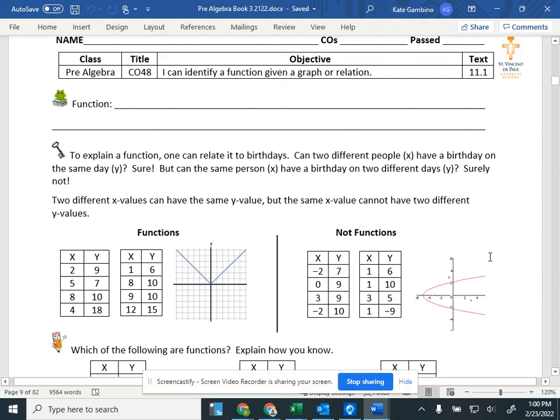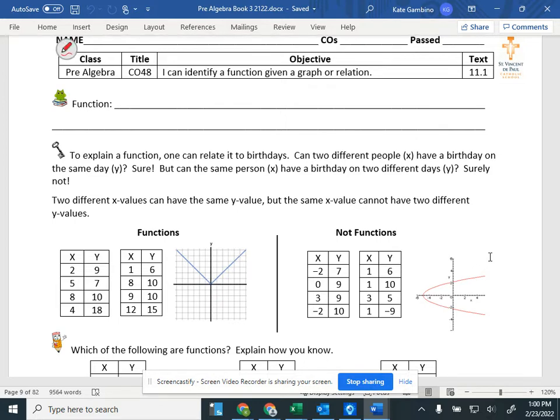Good afternoon. We are continuing with the functions today with CO48. I can identify a function given a graph or relation. So we're going to be looking at those functions, looking at the graphs, and deciding if those graphs and the function tables truly show a function or not. So we're going to know what that difference means.